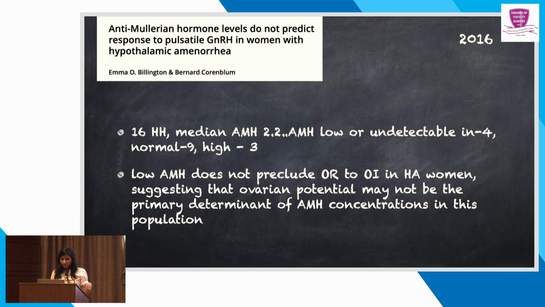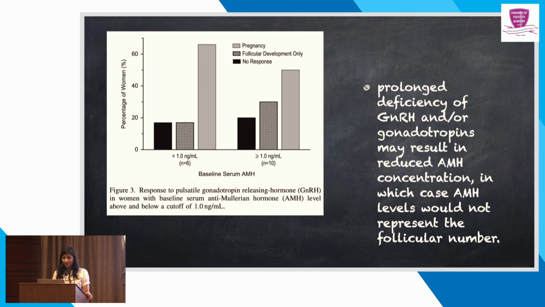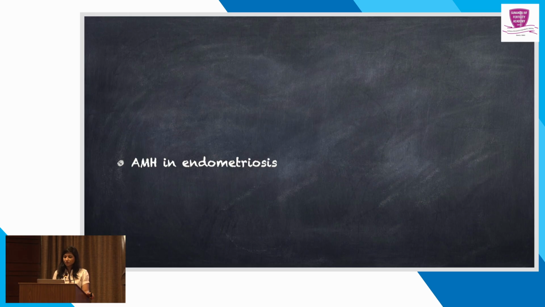So this was the paper again supporting the same thing, that if we have hypothalamic amenorrhea, we will be having different kinds of AMH, and unless we give gonadotropin, we really don't know what is the true ovarian reserve of that particular lady. So prolonged deficiency of GnRH or gonadotropins may result in reduced AMH concentration, in which case AMH levels would not represent the follicular number. So don't go by AMH in patients with hypo-hypo. It depends on your gonadotropin exposure, and that is going to give a better idea regarding the AFC.